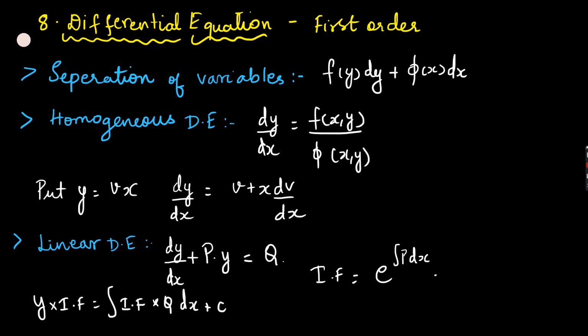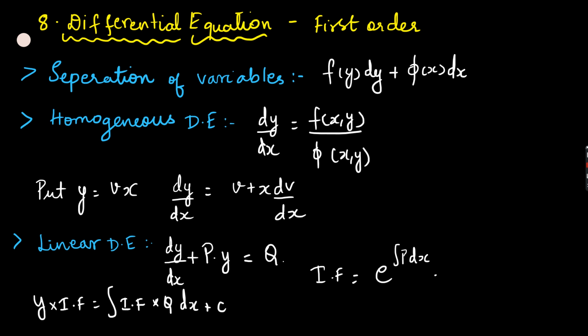So for separation of variables, if you can separate, say you have a given function dy by dx is equal to x by y. Now you can separate your x alone to the left hand side and y alone to the right hand side. If you can do that, then you're going to use separation of variables and integrate and get the values of y and x, and find the equation.